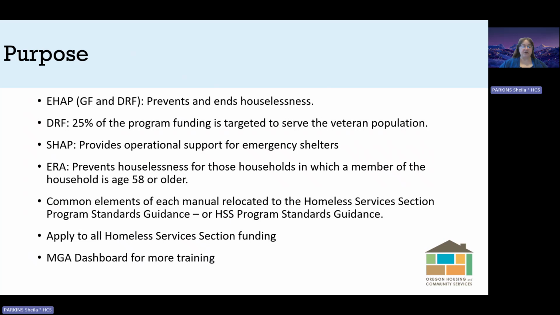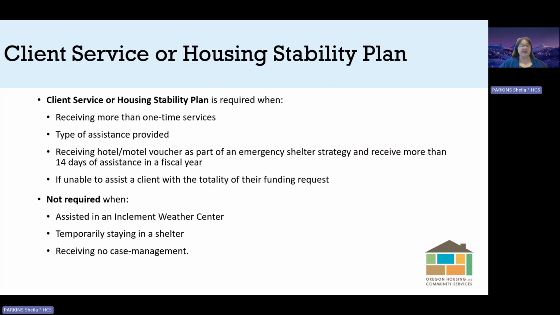Again, subgrantees can watch the training video we have on the required documents and program standards training for more information on those standards. Please be sure that subrecipients also understand this shift and that they follow the HSS Program Standard Guidance. Additional clarity was provided on when a client service or housing stability plan is required.